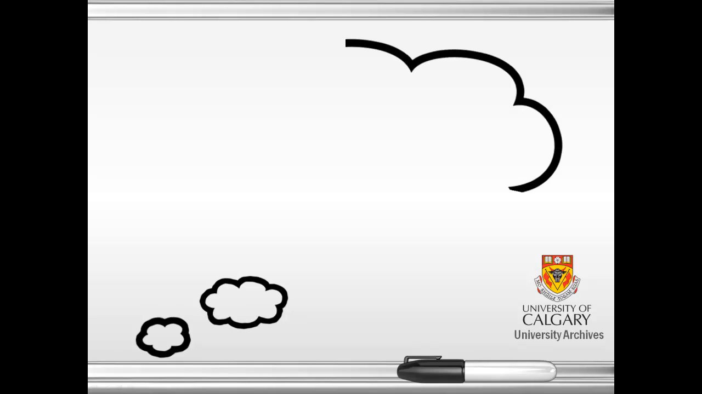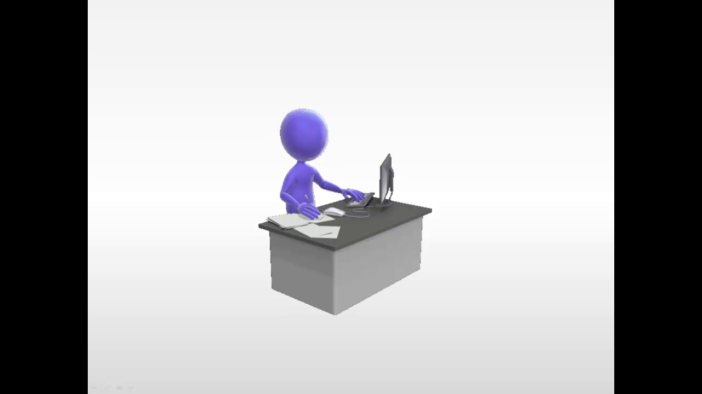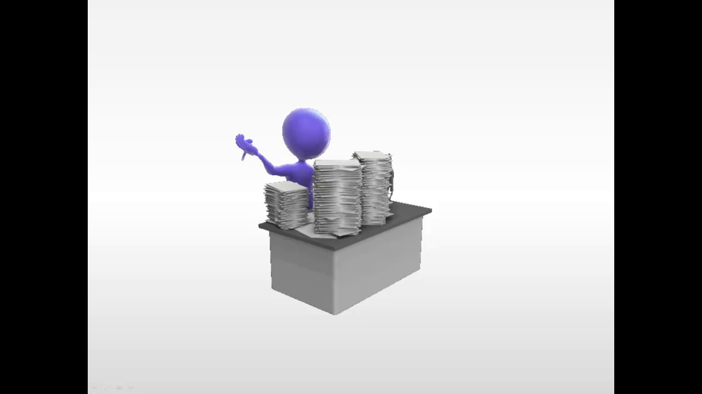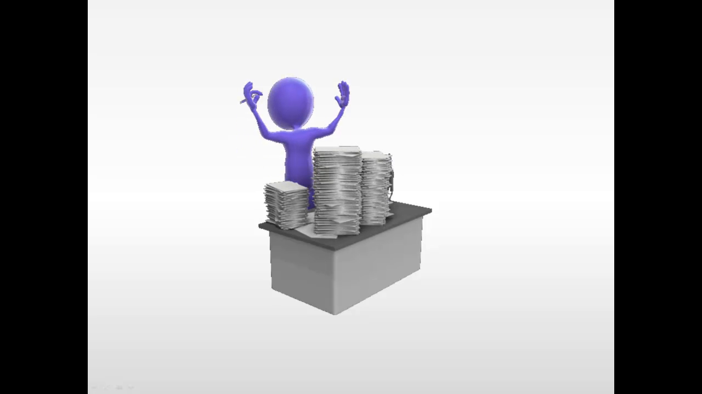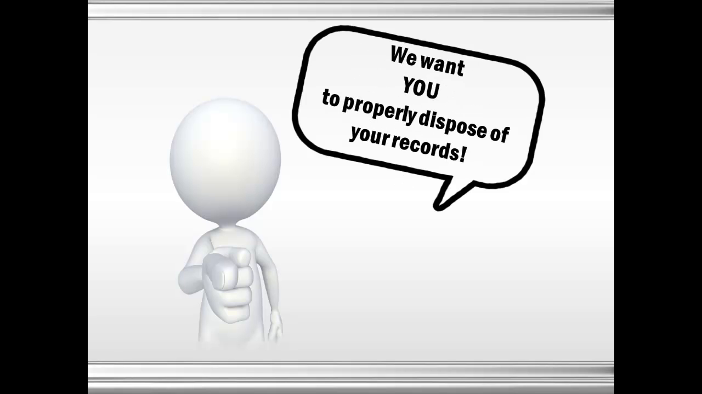This video will show you how to read the University of Calgary's retention rules. Retention rules are authoritative schedules that indicate how long to keep paper and electronic records in your office. They also indicate when and how to dispose of records. Approved retention rules provide you with the authority and knowledge to properly dispose of your records.